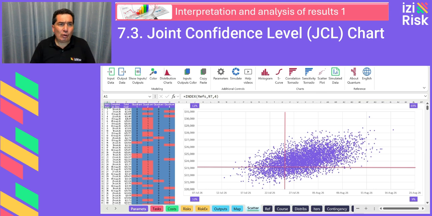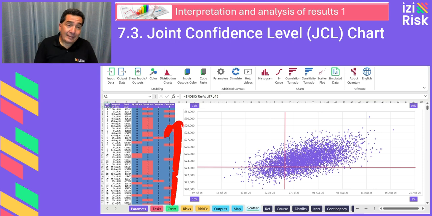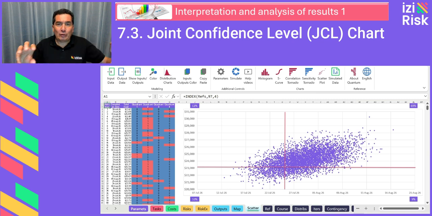What does the scatter plot show? The plot compares two variables. On the x-axis, the horizontal, the project completion date or duration. On the y-axis, the vertical, the project total cost. This chart allows us to analyze how both variables behave simultaneously, which is essential for effective risk management.